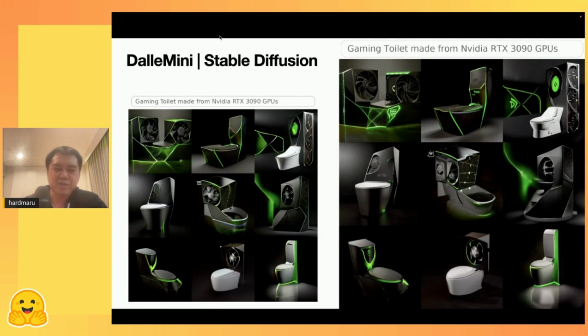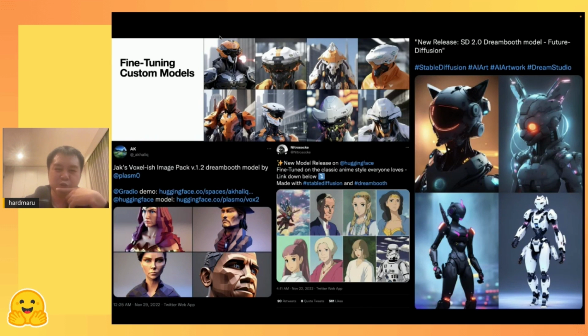We can chain together DALL-E Mini to Stable Diffusion models, because maybe DALL-E Mini creates more meme images, and you can create a higher quality version of a gaming toilet made from NVIDIA RTX 3090 GPUs. There's also a whole bunch of hackers making fine-tuned custom models using Dream Booth or other techniques to customize models on a particular data set.